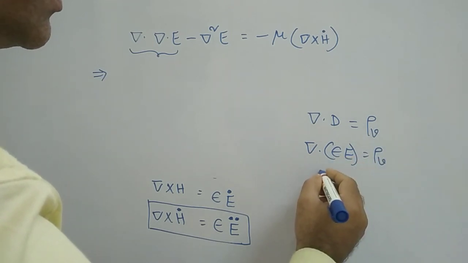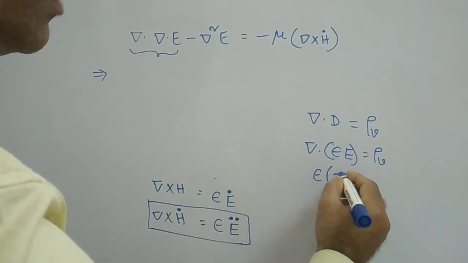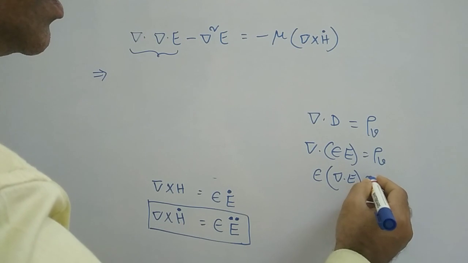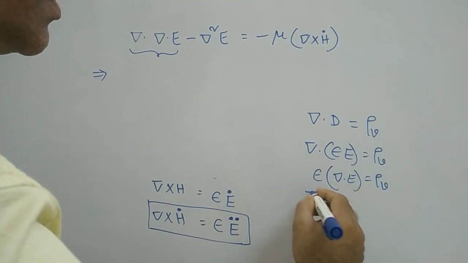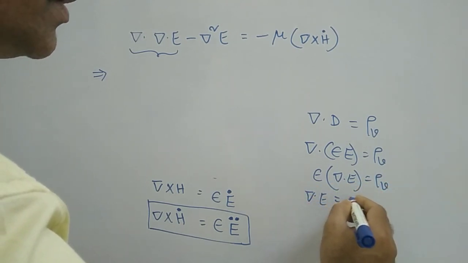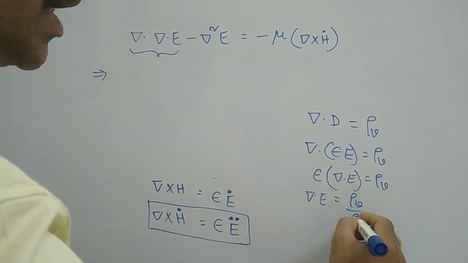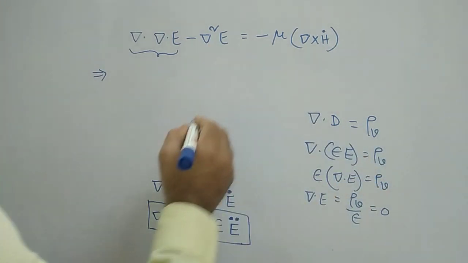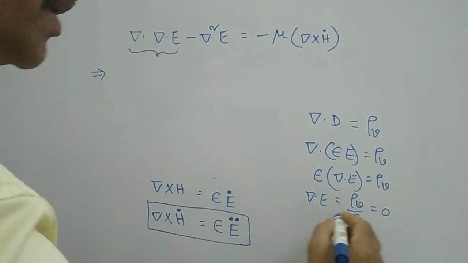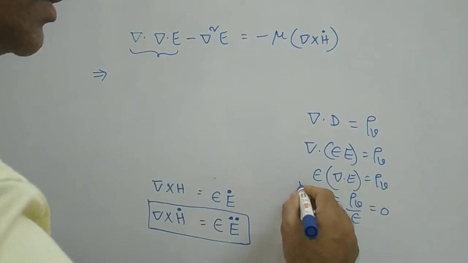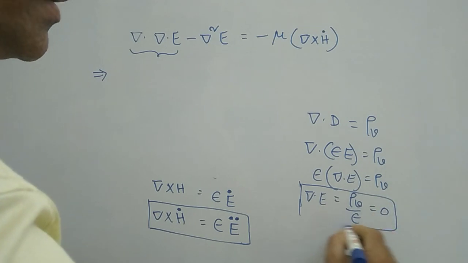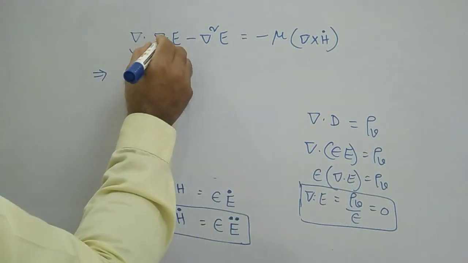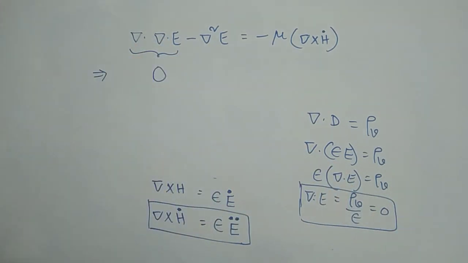And here epsilon is a constant, taken outside. Then it becomes del dot E equal to rho V. And from this, del dot E is equal to rho V by epsilon. For free space, remember that rho V is equal to 0. For free space, the volume charge density is 0. Therefore, obviously del dot E also becomes 0. Therefore, this part becomes 0 for free space.